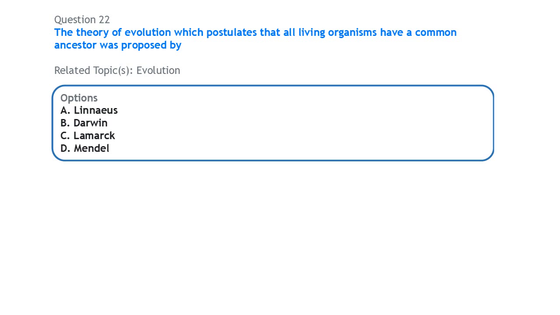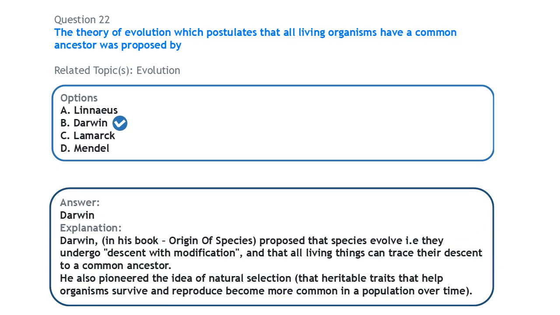Next question in evolution. The theory of evolution, which postulates that all living organisms have a common ancestor, was proposed by Darwin. In his book titled Origin of Species, he proposed that all species of organisms evolved, that they are descent with modification, meaning that they all originally came from a common ancestor, but then they began to differ structurally.